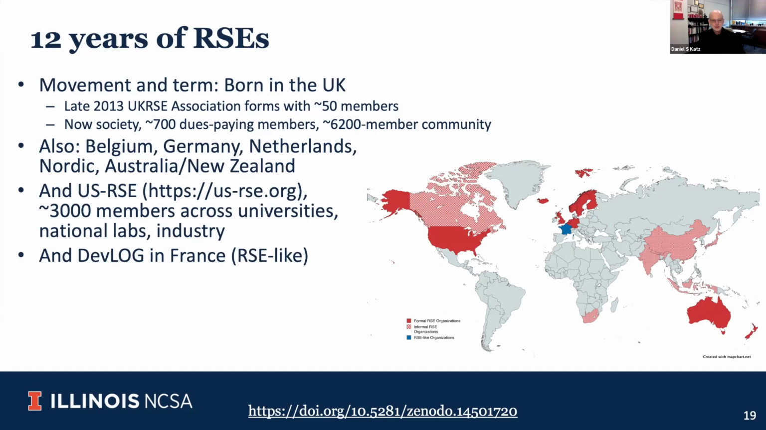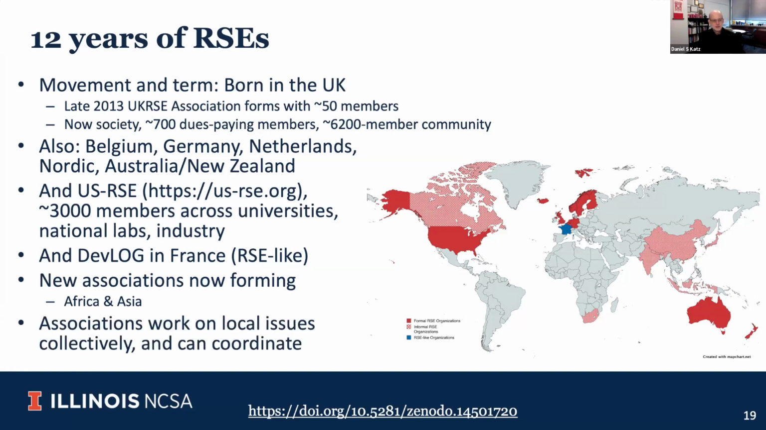There's also an activity called Devlog in France that actually started in 2011 that I would say is RSE-like, but because it started before the RSE movement, it's a little bit different as well. And there are new associations now forming in Africa and Asia, as well as in Canada. These associations work on local issues, they work collectively, and they can coordinate across countries and across regions when needed.